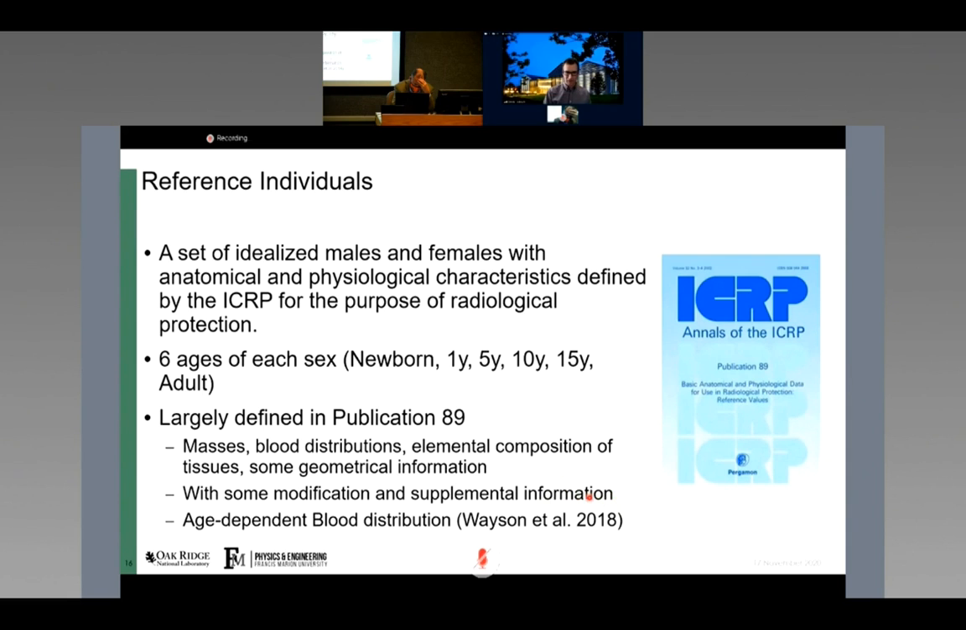So one example of some supplemental information is publication 89 does have blood distribution for the adults, but it doesn't have blood distribution for the kids. So we had to do that and publish that in 2018.